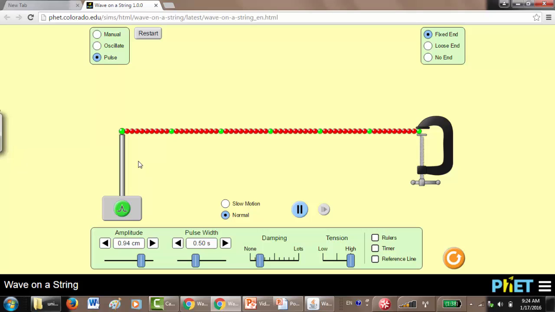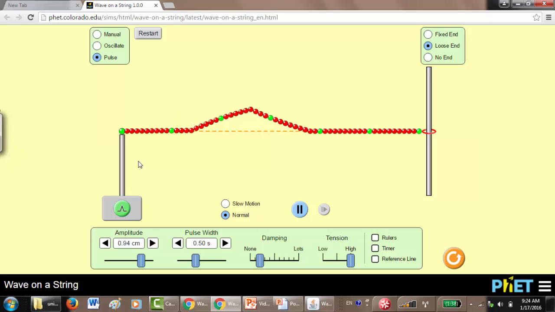If we change this to a loose end, we can see that we have a little bit different situation. When it gets to the end, rather than this ring staying steady and forcing the particles to go down, it moves up so that when the waves come back, they do not flip to the other side.